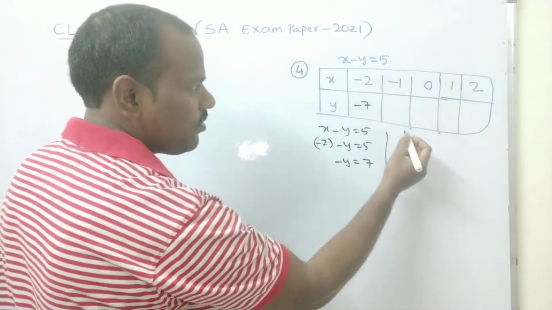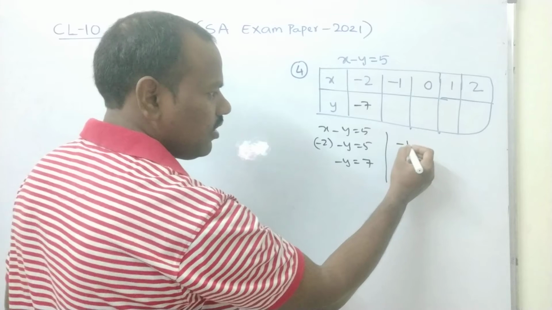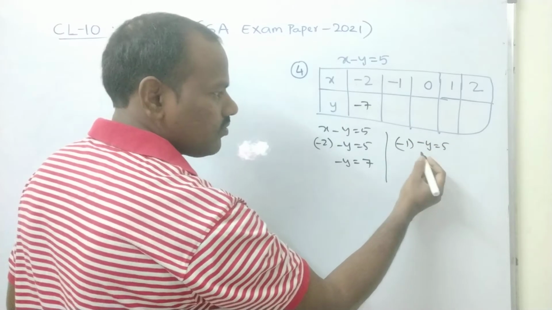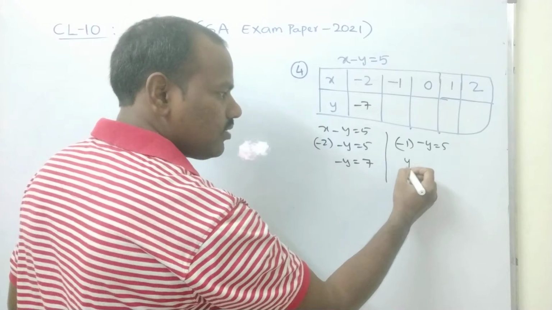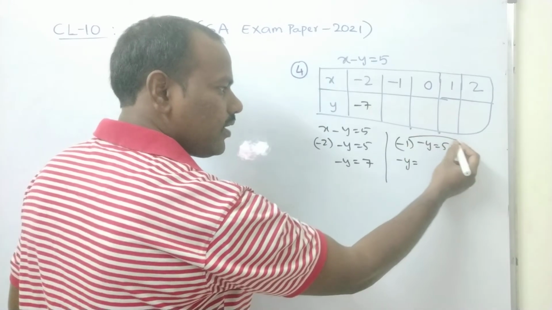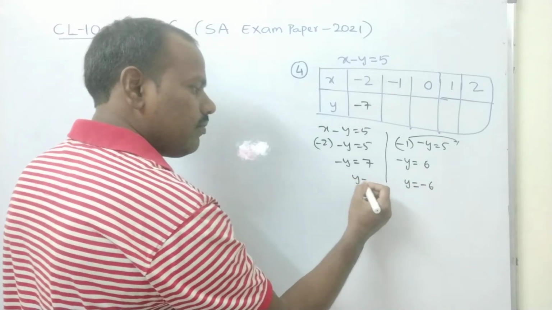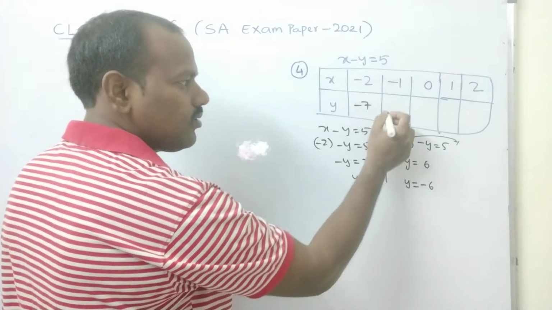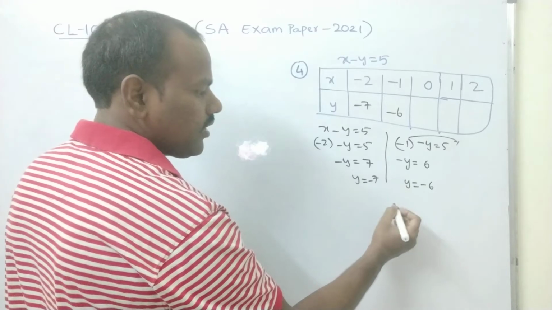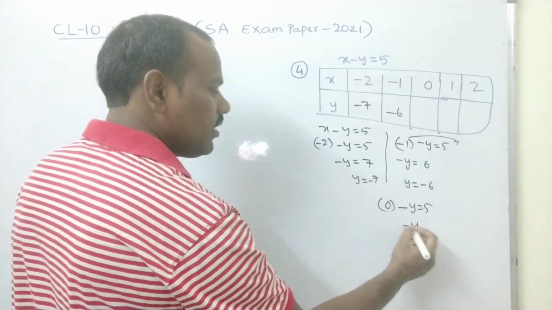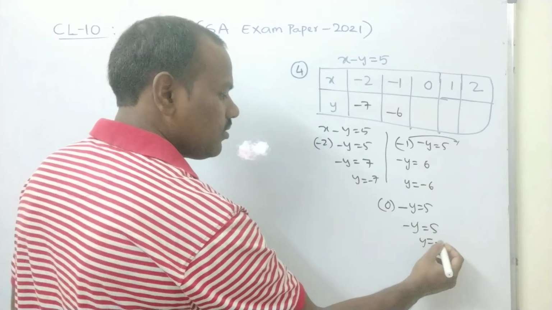Similarly, substitute x as minus 1. Minus 1 minus y is equal to 5. So minus y equal to, if you transpose minus 1 here, that will become plus 6. So therefore y is equal to minus 6. Similarly, if x equal to 0, 0 minus y equal to 5, so minus y equal to 5, y is equal to minus 5.